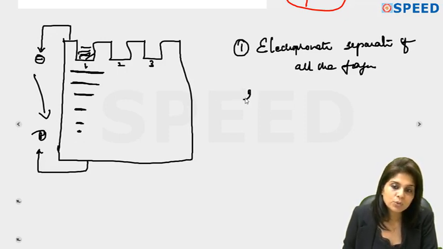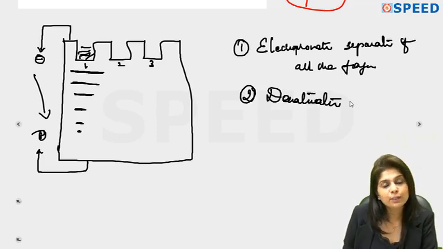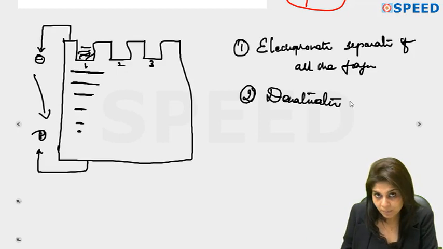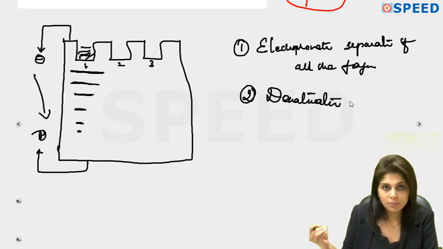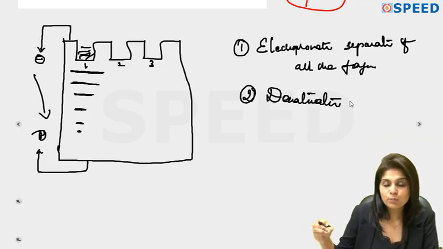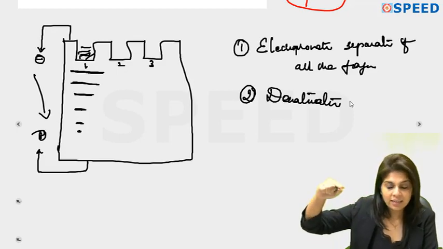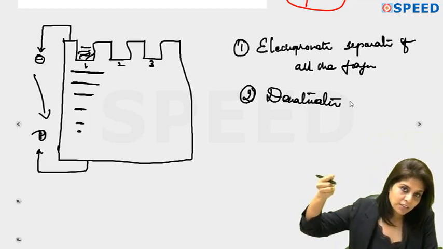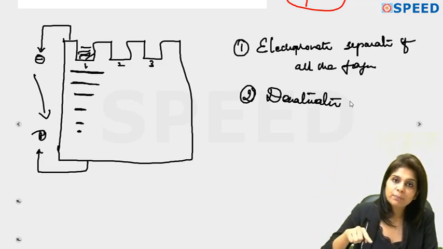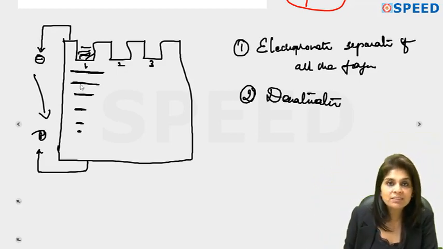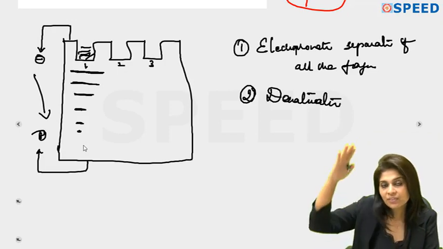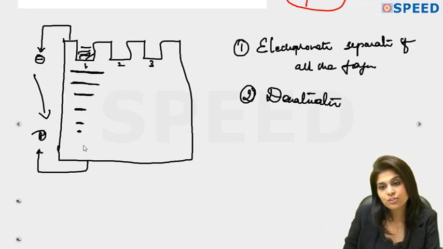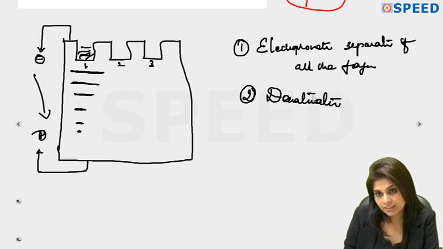The next step is you denature all the fragments. Why do you denature all the fragments? Because in the next few steps, you are going to use a probe, and that probe is going to be single-stranded and complementary to the gene of interest. For that probe to hybridize, these fragments should be single-stranded. So after separating them by electrophoresis, you denature all the fragments.